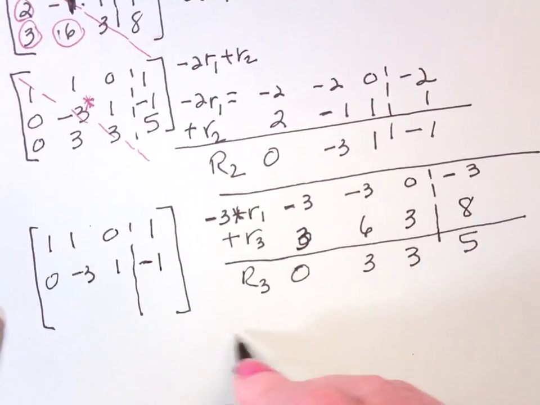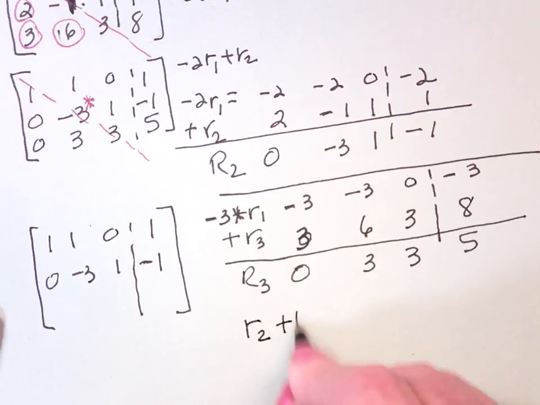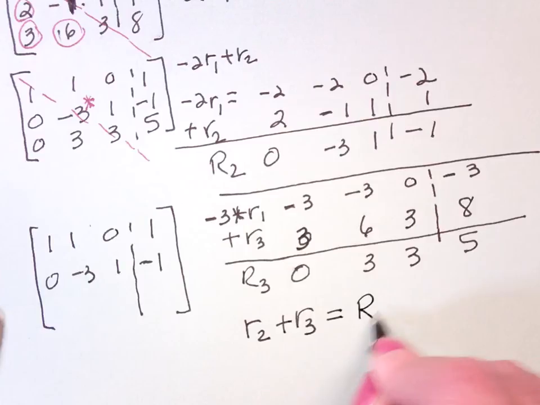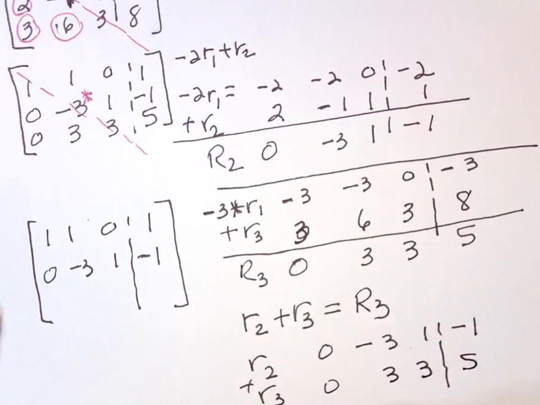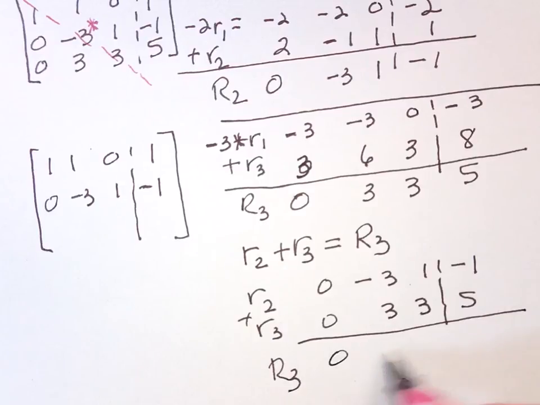So I'm going to create a new row 3 by just taking row 2 plus row 3 equals my new row 3. So that row 2 is 0, negative 3, 1, negative 1, added to row 3, which is 0, 3, 3, 5. Oh, how cute is that? Gives me a new row 3, which is 0, 0, 4, 4. Is that not adorable?